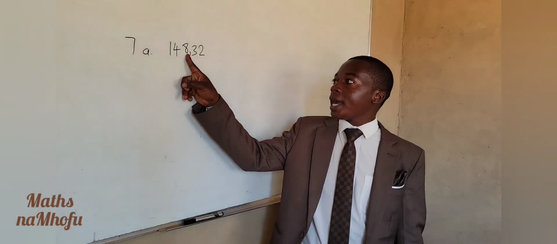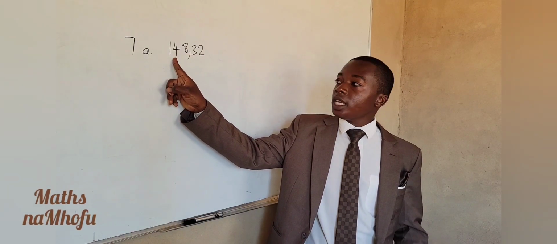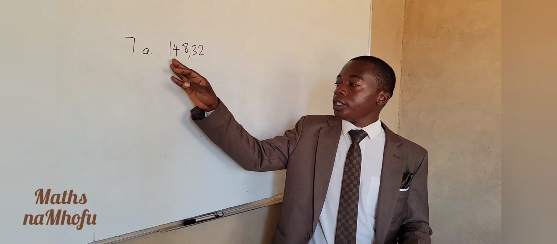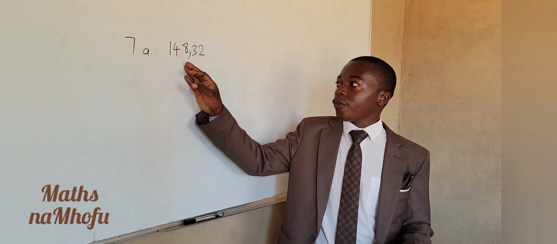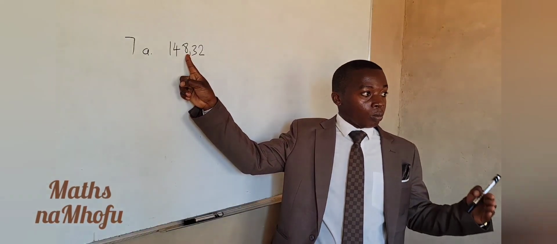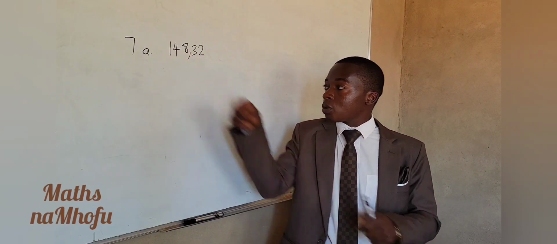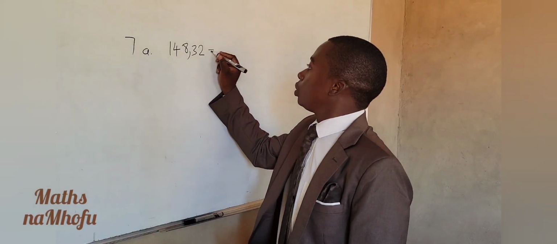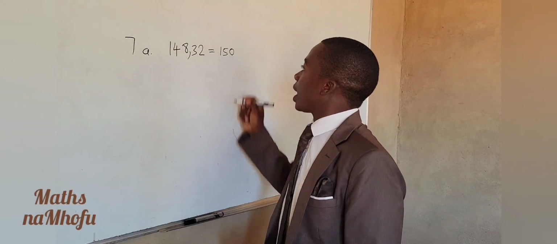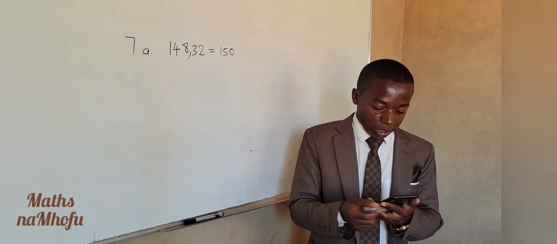If it's from 5 going up, it means you're going to say plus 1, you round up. Are we together? But if it's from 4 going down, it was going to be probably 140. But because of this 8, if this 8 was from 0, 1, 2, 3, 4, it was going to be 140. But because it's 8, say plus 1 here. So our answer will be 150. That's the answer. Now let's move on to the next question.